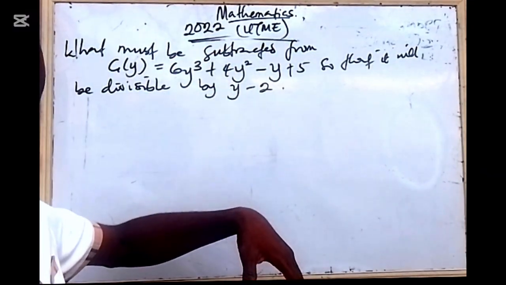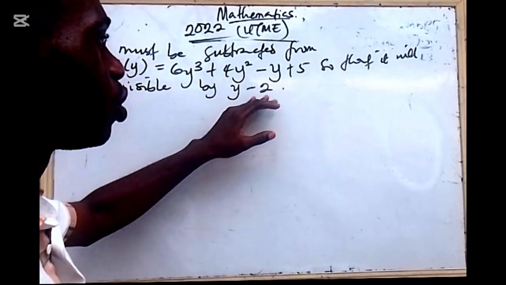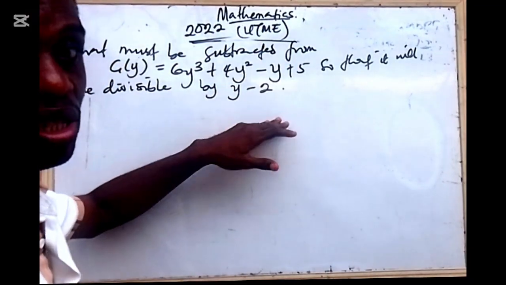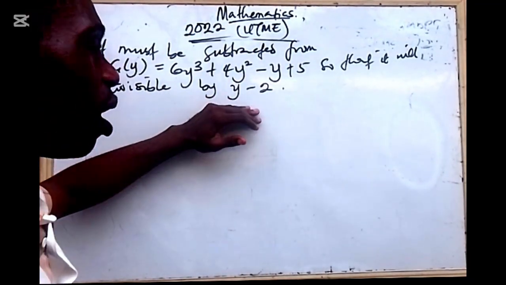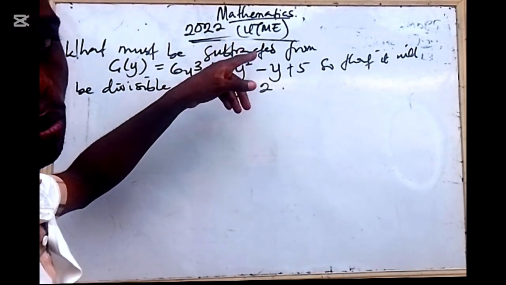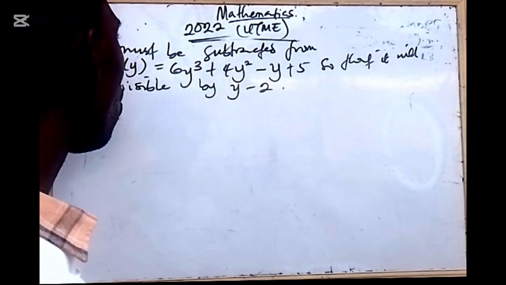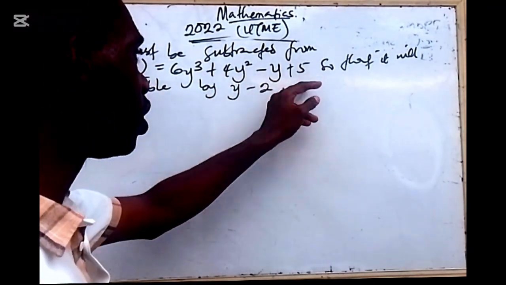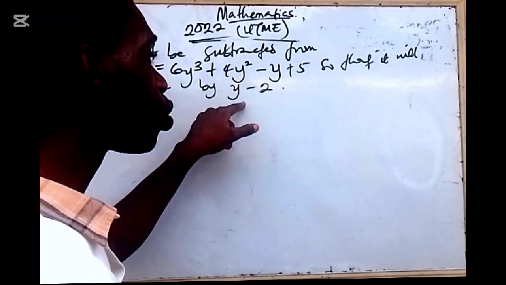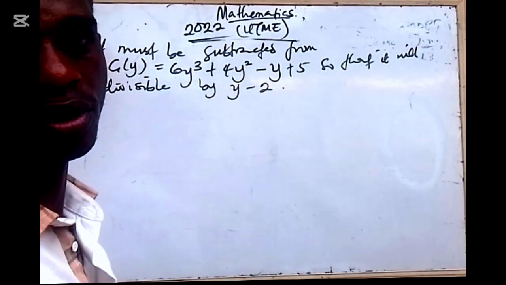What will be the remainder? If the remainder, when we use this to divide this, is 0, that means this is a factor of this. But as it is now, this is not a factor of this, because you are trying to tell us what number we should subtract from this one that will make this one a factor of this.